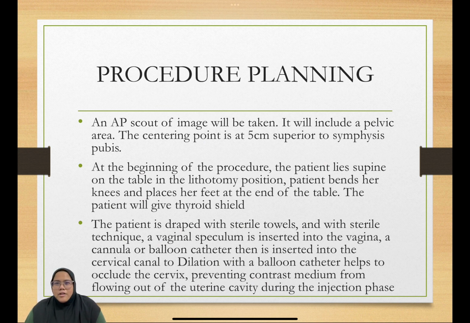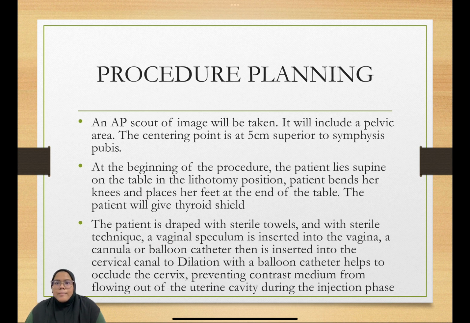A scout image will be taken. It will include the pelvic area. The centering point is at 5 cm superior to the symphysis pubis. At the beginning of the procedure, the patient will lie supine on the table in the lithotomy position.